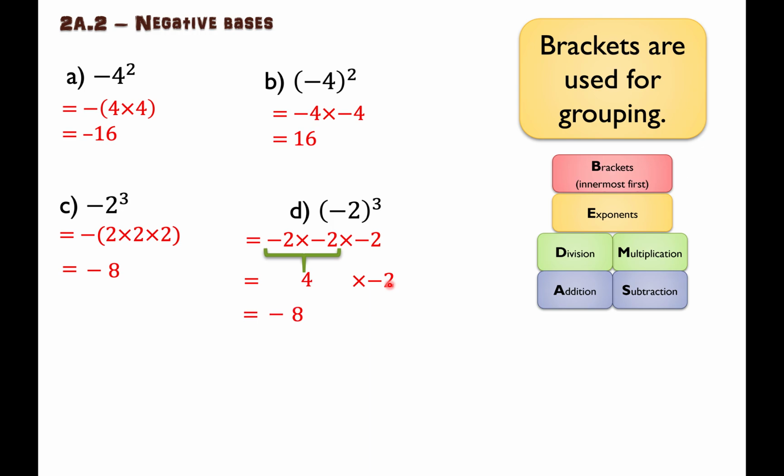Brill! Absolutely brill. The important thing to remember here, of course, is that the brackets are used for grouping and the power applies to the thing just before it. That's why here the power just applied to the 4. It's the 4 that we squared. And here it was the minus 4.